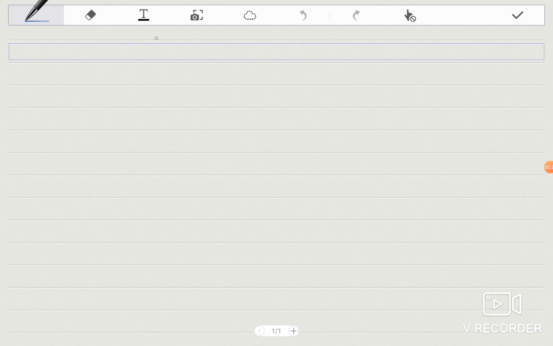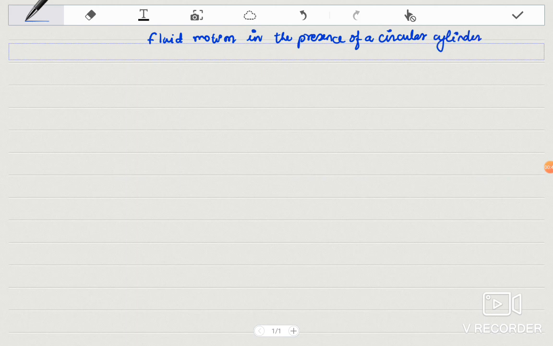this is the same topic, fluid motion in the presence of a cylinder, and the cylinder is circular, presence of a circular cylinder. So we are considering case 2.